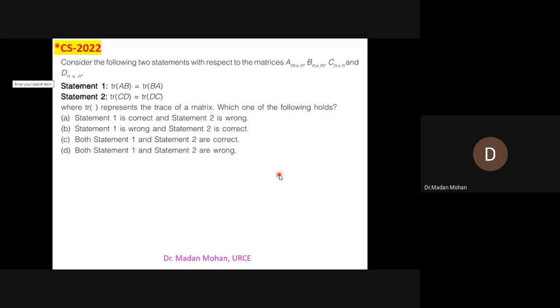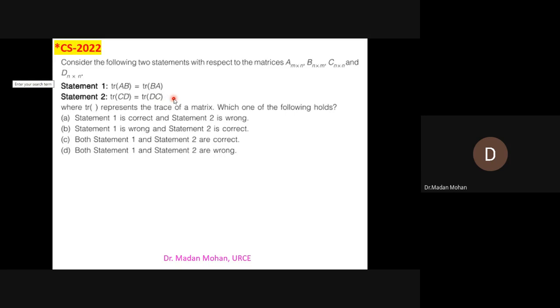Please guess the answer at least. Option B: Statement 1 may be wrong, Statement 2 may be right. But don't put guess answers, please. Let me explain how to answer such questions. Because you know the meaning of trace, product and order, you know all the words given in the problem. When you know all the words given in the problem, you can do the problem.